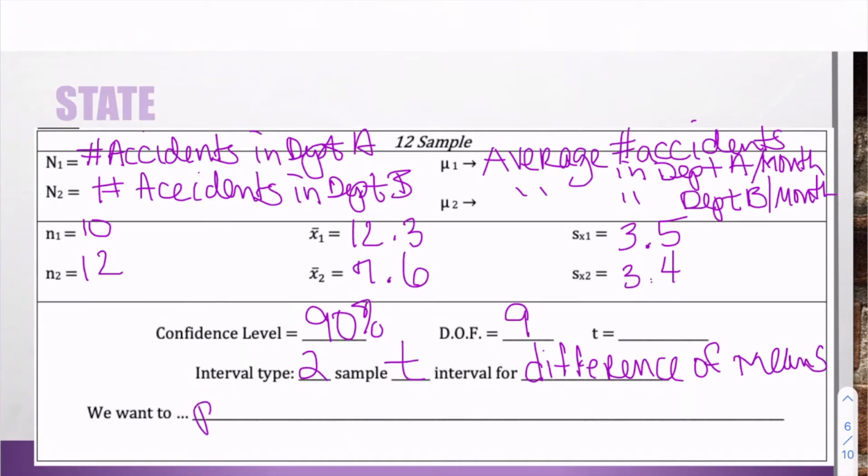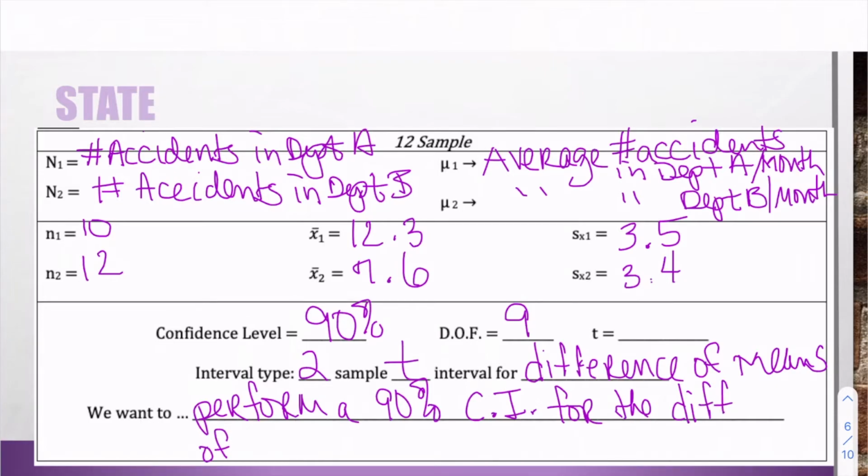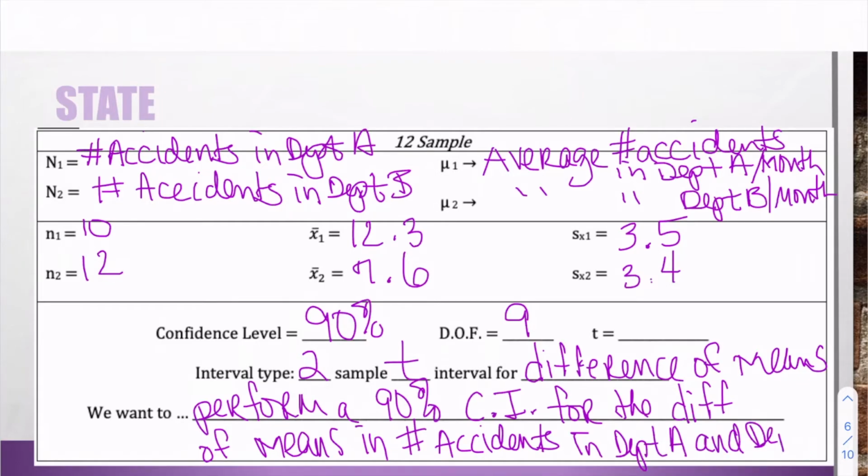And we want to perform a 90% confidence interval for the difference of means in number of accidents in Department A and Department B per month.